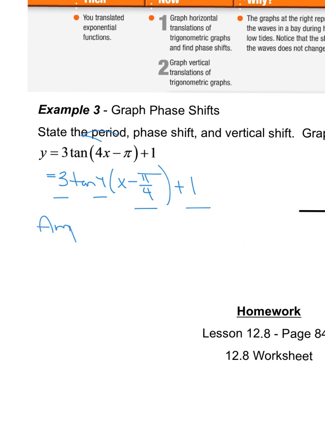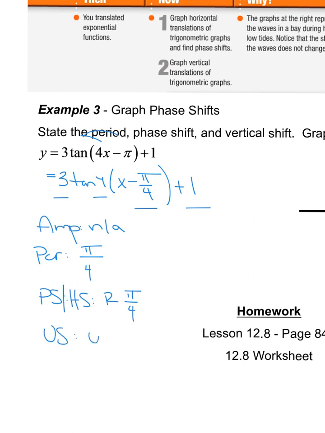So then when you go through this information, we figure out our amplitude. As you remember before, there are no amplitudes with tangent graphs, so we don't have to worry about that. Period, with tangents, is always pi over b, which in this case is 4, so my period's pi fourths. Phase shift or horizontal shift, whatever you want to refer to it as, we're moving right pi fourths. And then our vertical shift, we are moving up 1.